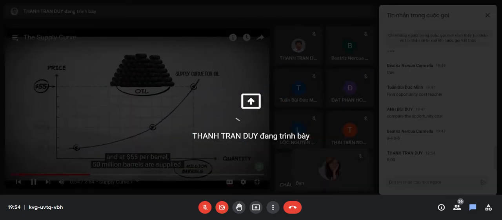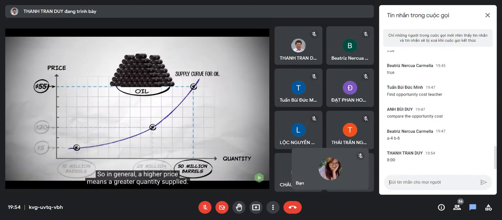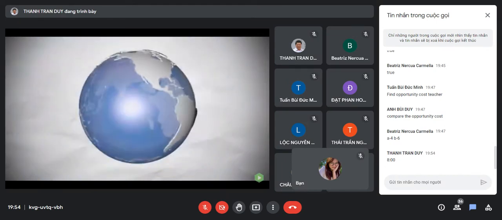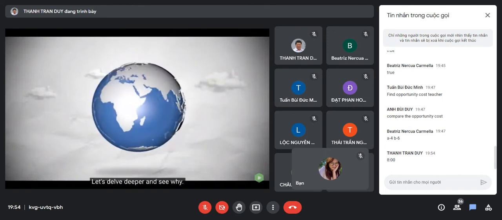50 million barrels are supplied. So in general, a higher price means a greater quantity supplied. Let's delve deeper and see why.